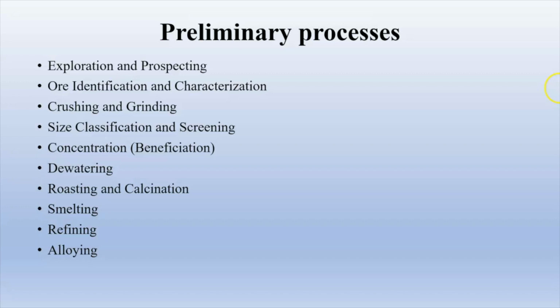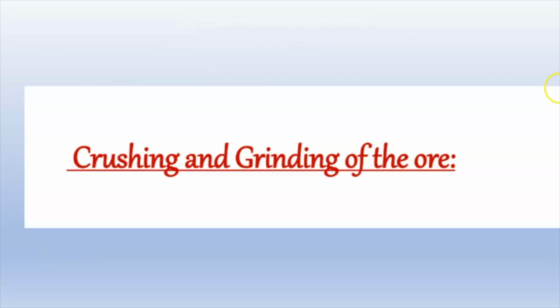Alloying is the process of mixing metals or adding other elements in order to get a desired property such as strength, hardness, or corrosion resistance. These preliminary processes lay the groundwork for efficient and effective metal extraction and refining. Each step plays a vital role in preparing the raw materials and optimizing the metallurgical process, leading to the production of high-purity metals for various industrial applications.